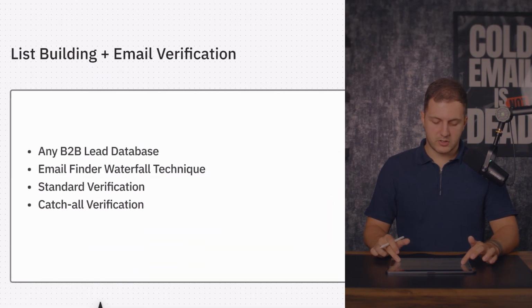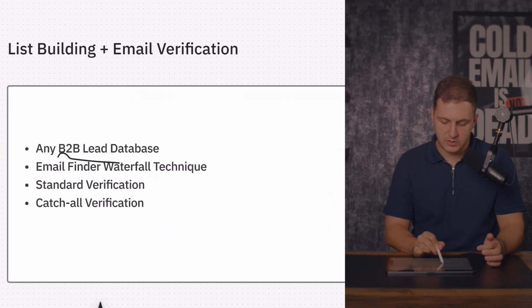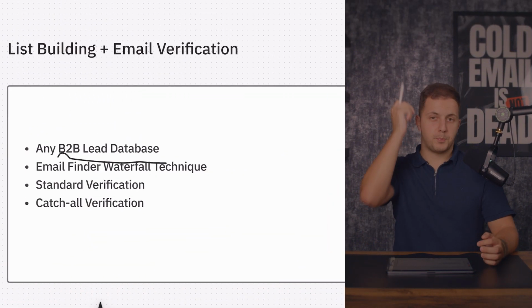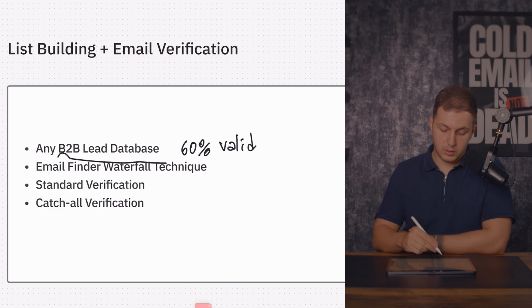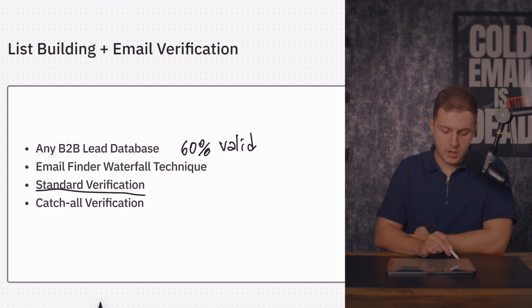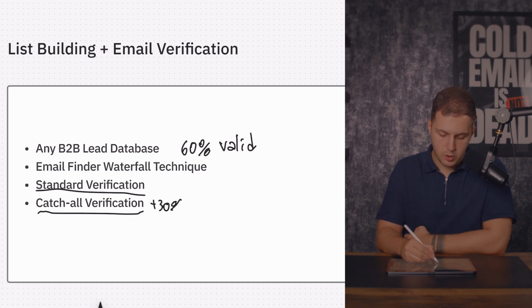The next step is list building and email verification. This is a very important step of the process because, as I said, these B2B lead databases online, they usually charge you credits per email account, and only around 60% of their emails are actually valid. So what we want to do instead is we want to use an email finder waterfall technique. I'll explain what that is in a second. We want to perform standard verification and catch-all verification because this second layer of verification usually adds around 30% more leads. Now let me explain how waterfall technique works.